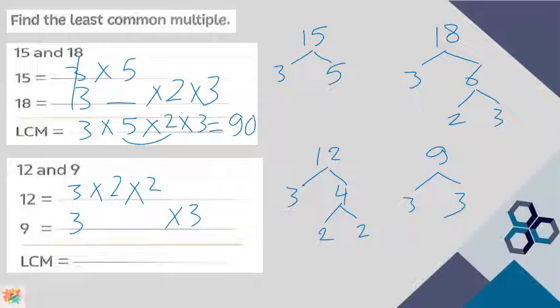How can we get the LCM? From each column get one digit. So it's 3 times 2 times 2 times 3. 3 times 2 it's 6, and 3 times 2 it's 6. 6 times 6 equals 36. So the least common multiple is 36.